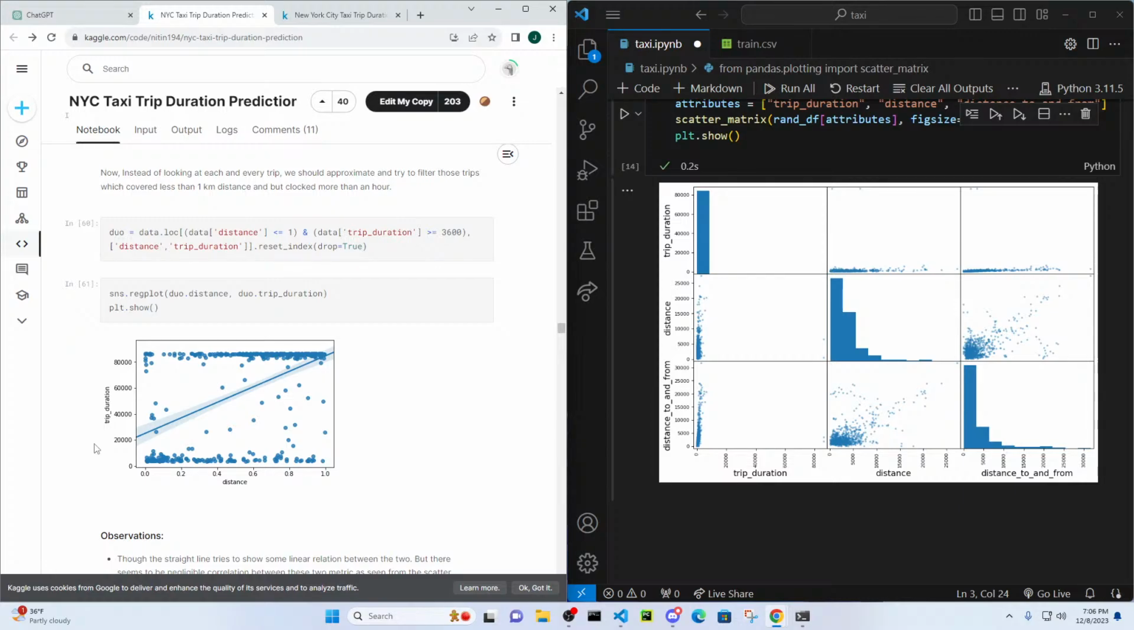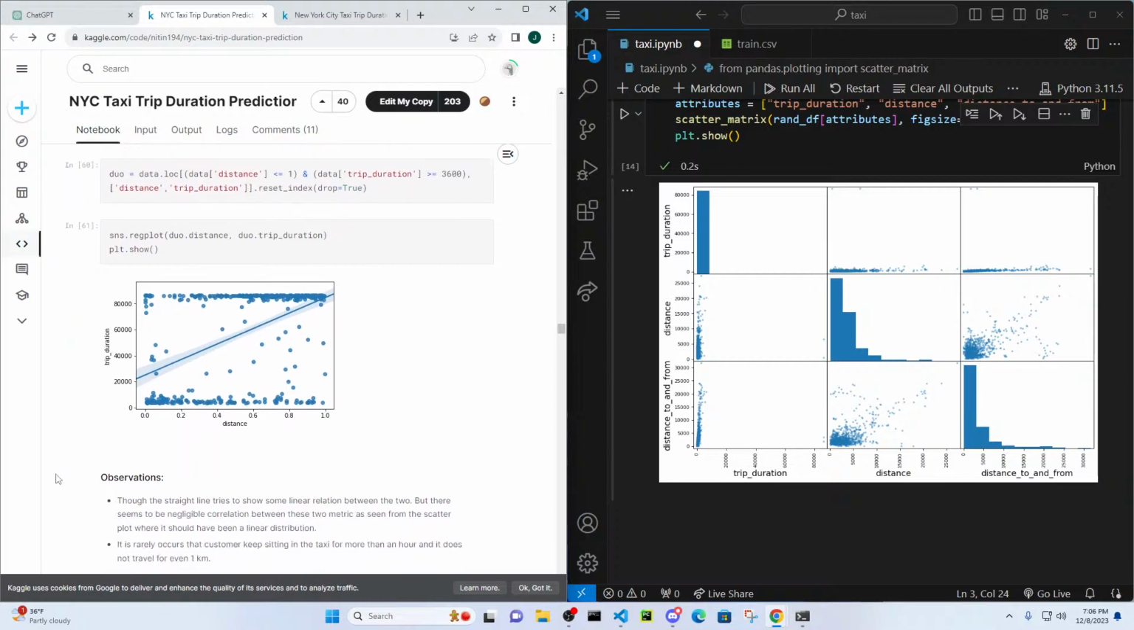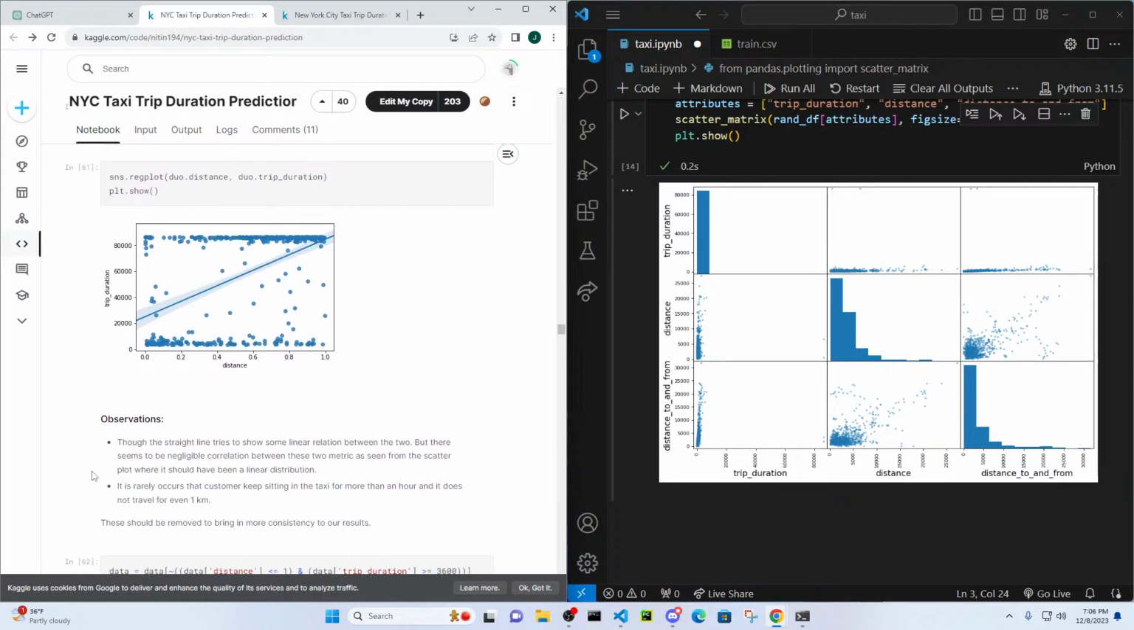Yeah, so this is all impossible data though, right? Like there's no way it could be less than. But that's why I'm wondering, what is this line? It looks like it represents the linear relationship. Let's see. The straight line tries to show some linear relation between the two, but there seems to be negligible correlation between these two metrics as seen from the scatter plot, where it should have been a linear distribution.